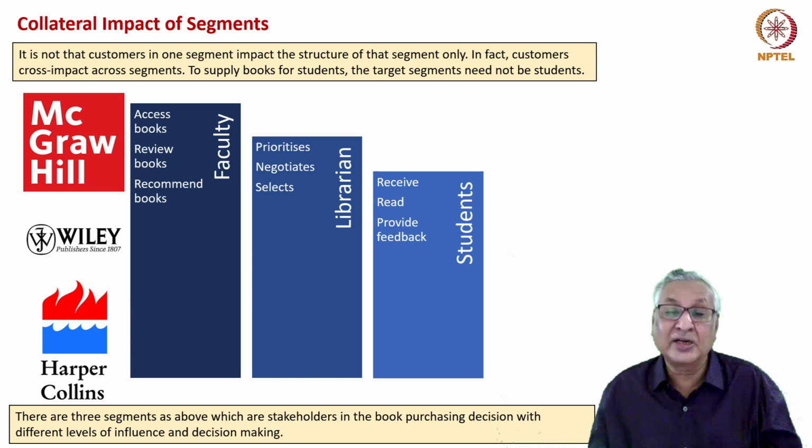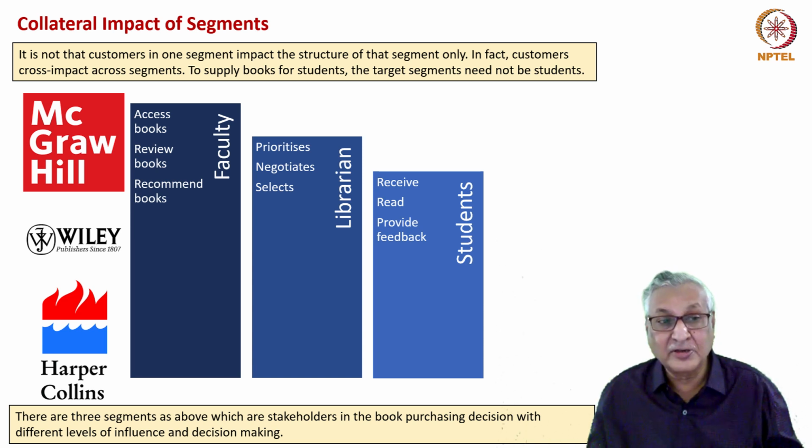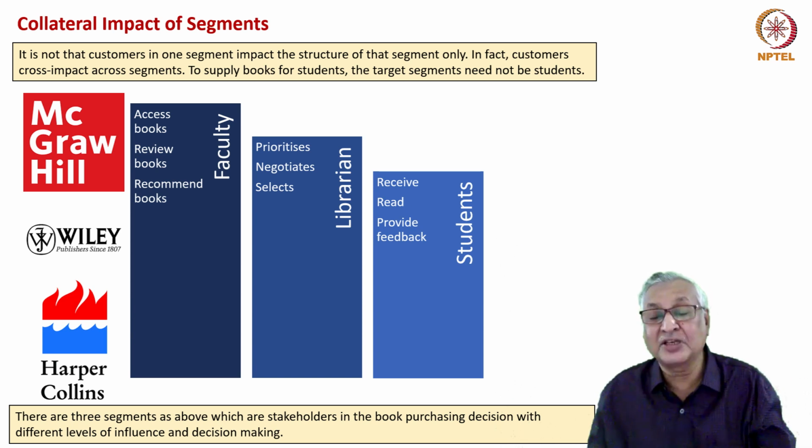The librarian gets lots of such recommendations. The librarian also looks at discussions with the concerned publishers, prioritizes, negotiates, and finally selects. Finally, then the students receive the books, they read the books and provide feedback. And that could lead to another iteration the next year when the book purchase cycle takes off. The alternatives are looking at the students as one segment and publishers directly pitching for that segment.